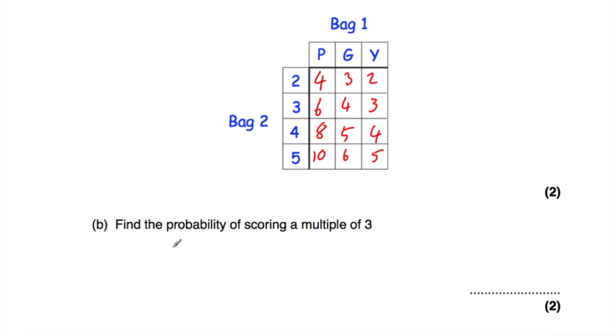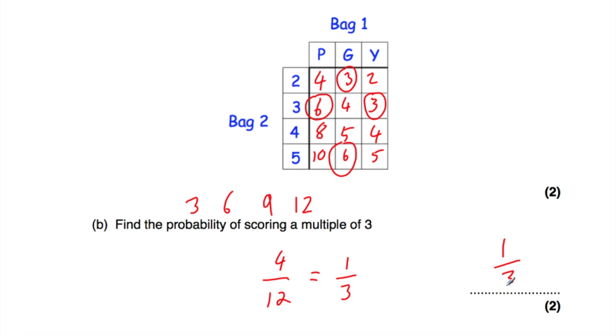And then part B says find the probability of scoring a multiple of 3. So a multiple of 3, so that's 3, 6, 9, 12 and so on. So let's circle the multiples of 3. So 3 is a multiple of 3, 6 is a multiple of 3, 3 is a multiple of 3, and 6 is a multiple of 3. So out of the 1, 2, 3, 4, 5, 6, 7, 8, 9, 10, 11, 12 numbers, so there's 12 numbers, so let's put 12 in the denominator. 1, 2, 3, 4 of them are multiples of 3. So it's going to be 4 12ths, and you could just write down 4 12ths as your final answer. But I'm going to divide both of these by 4, so that'll give us that's equal to 1/3. So the probability of getting a multiple of 3 is 1/3, and that's it.